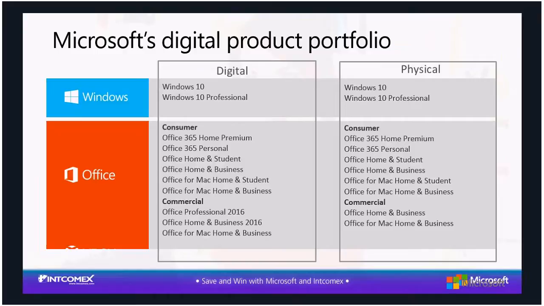And the digital portfolio that we have available through Incomex is Windows 10, Windows 10 Professional, Office 365 Home, Office 365 Personal, Office Home and Student, Home and Business, Mac Home and Student, and Mac Home and Business. And for commercial use, we have Office Professional, Home and Business, and Office Mac Home and Business. So if we compare side by side, we have for Windows and Office the same versions digitally and physically, except for Office Professional, which is only digitally available.